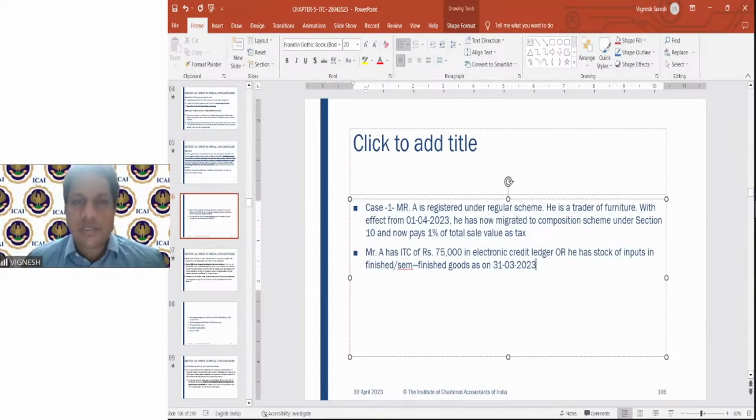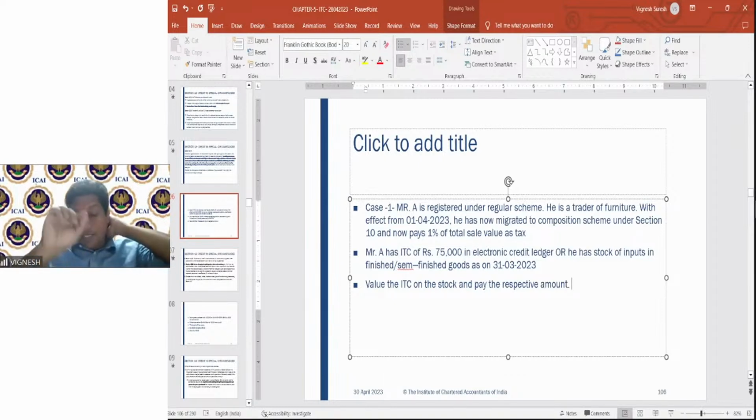See, when you are in the composition scheme and you are purchasing any particular product and you give the GST number, the credit will appear in 2B and you will reverse it. You cannot claim that as such. So the possibility of the amount being in the electronic credit ledger is very rare. It may be for that particular month. Or you have stock as on 31st March 2020. Then what you have to do? If you have stock, value the ITC on the stock and pay the respective amount.